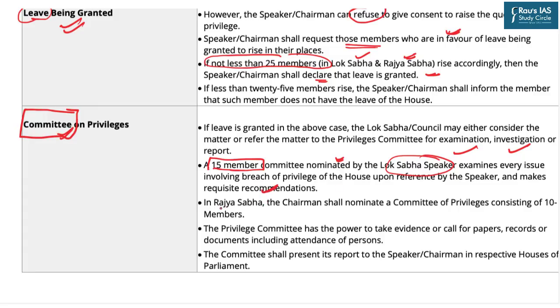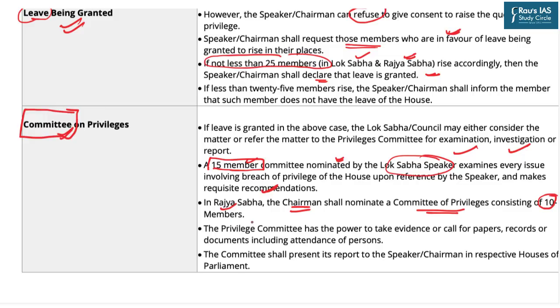Similarly, in case of Rajya Sabha, the Chairman shall nominate a Committee of Privileges consisting of 10 members. Now, this is a factual difference which you need to remember in order to tackle such options in prelims. So, in Lok Sabha, it is a 15-member committee, and in Rajya Sabha, it is a 10-member committee.